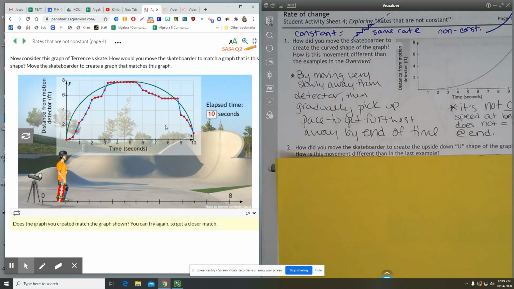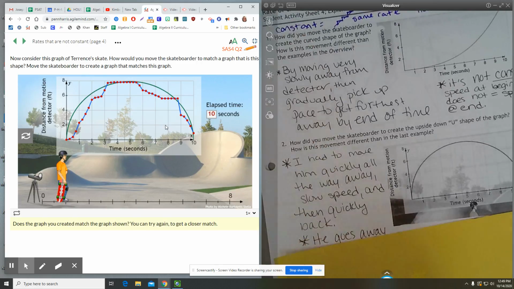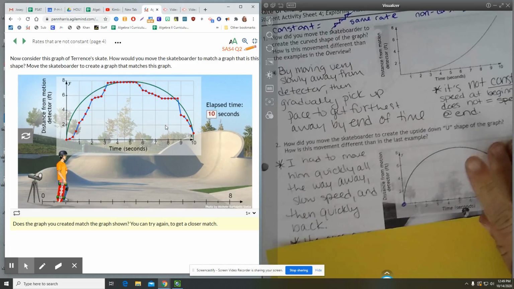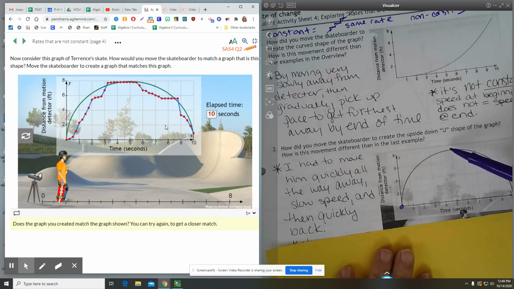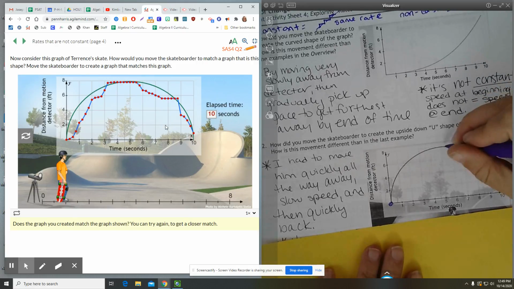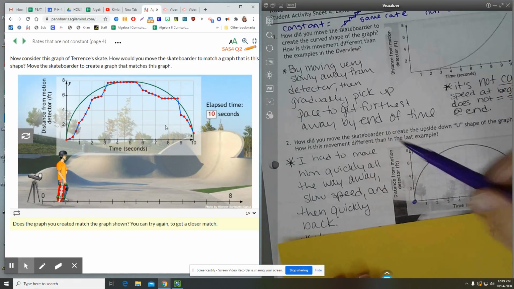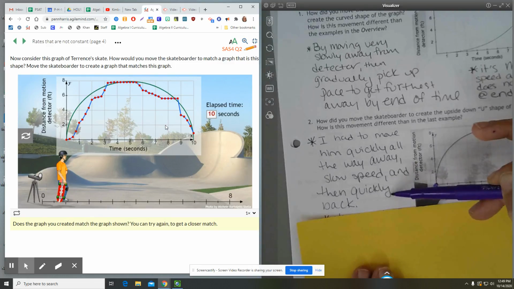Okay, so what actually happened in this graph? Let's ignore my crazy jumping all around here, and let's talk about what actually happened. Okay, so Terrence starts at point 0, 0 feet, 0 seconds. Then he quickly sped up and then slowed down as he got further away. He kind of hung out around the 8 foot mark for a little bit. And then he slowly started moving back towards the detector until he got really close, at which point he sped back. Okay. So I had him move quickly all the way away, slow his speed, and then quickly come back.